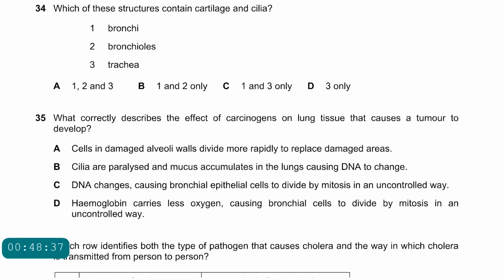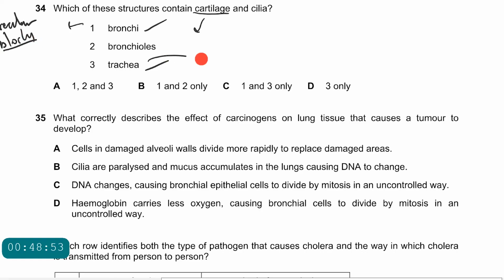Question number 34. Which of these structures contain cartilage and cilia? First of all, cartilage, the only structures that contain cartilage are bronchi and trachea. Bronchi contain irregular blocks of cartilage. Meanwhile, trachea contain C-shaped cartilage. So the answer is going to be C.